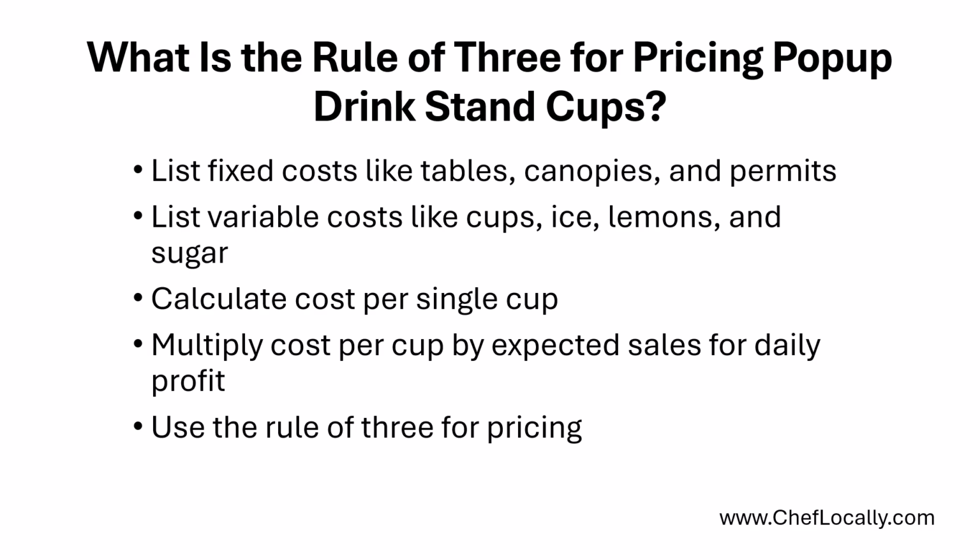Something a lot of people do not realize is that you should calculate your cost per single cup, not just your total ingredient cost, because that tells you exactly how much profit you make on every sale. Once you know that number, you multiply it by how many cups you expect to sell to see your real profit for the day. A neat trick vendors use is called the rule of 3, where you price your drink at about 3 times what the ingredients cost you, which covers your other expenses and still leaves profit.